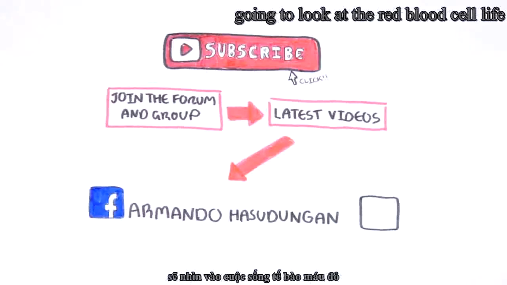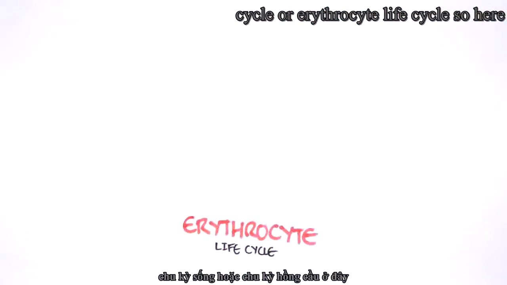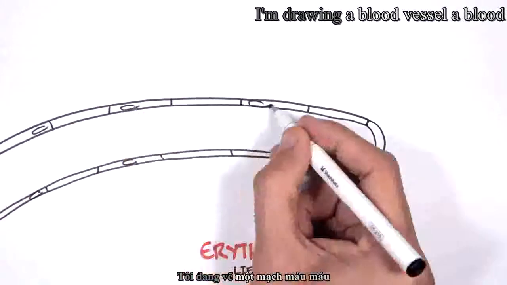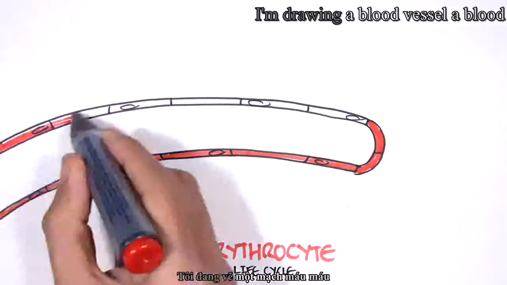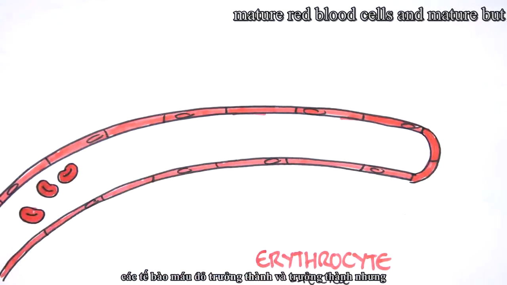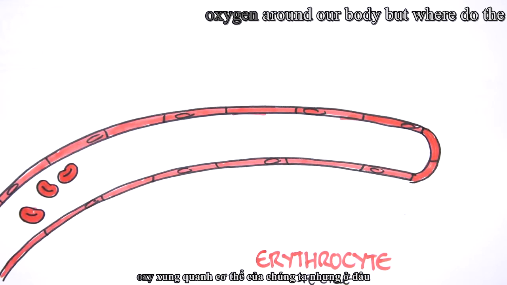In this video, we're going to look at the red blood cell life cycle, or erythrocyte life cycle. So here I'm drawing a blood vessel. A blood vessel contains red blood cells. Here are mature red blood cells, and mature red blood cells are responsible for transporting oxygen around our body.